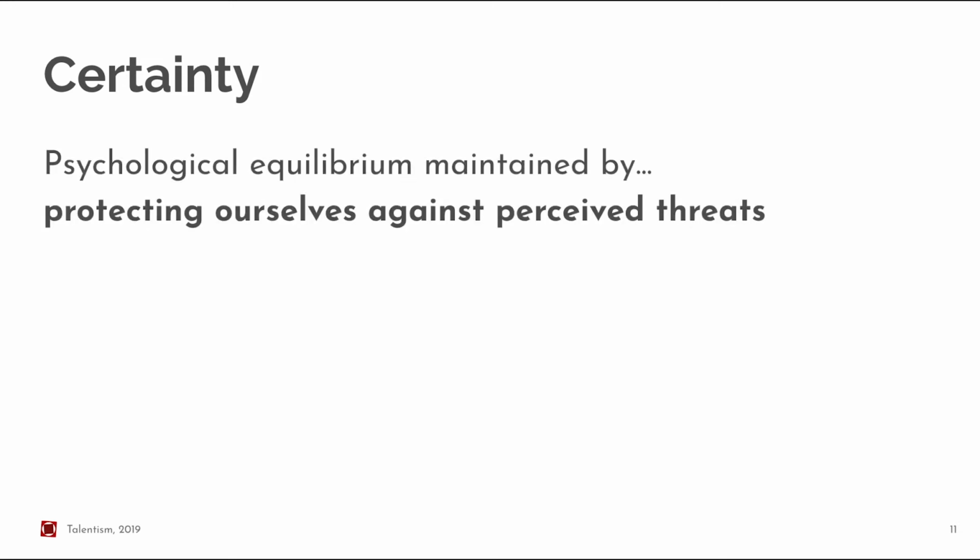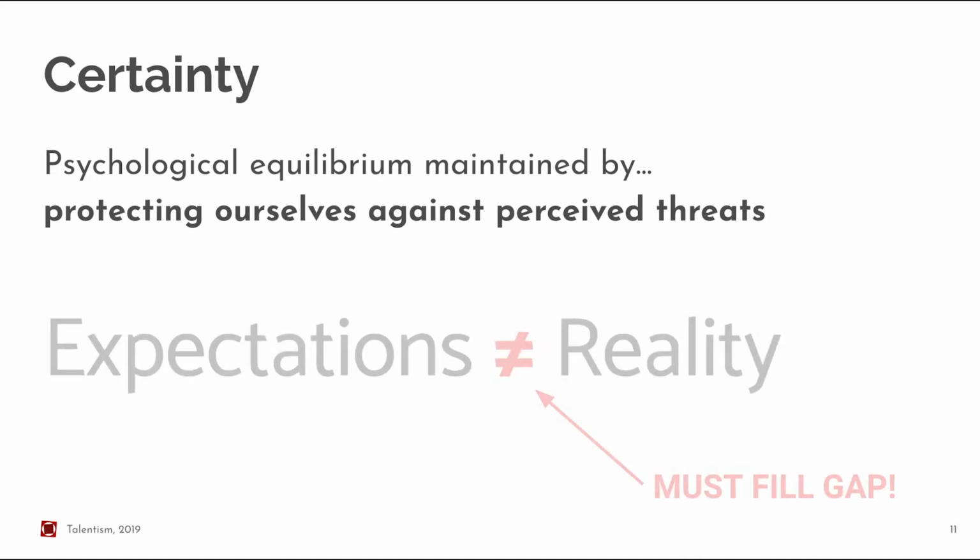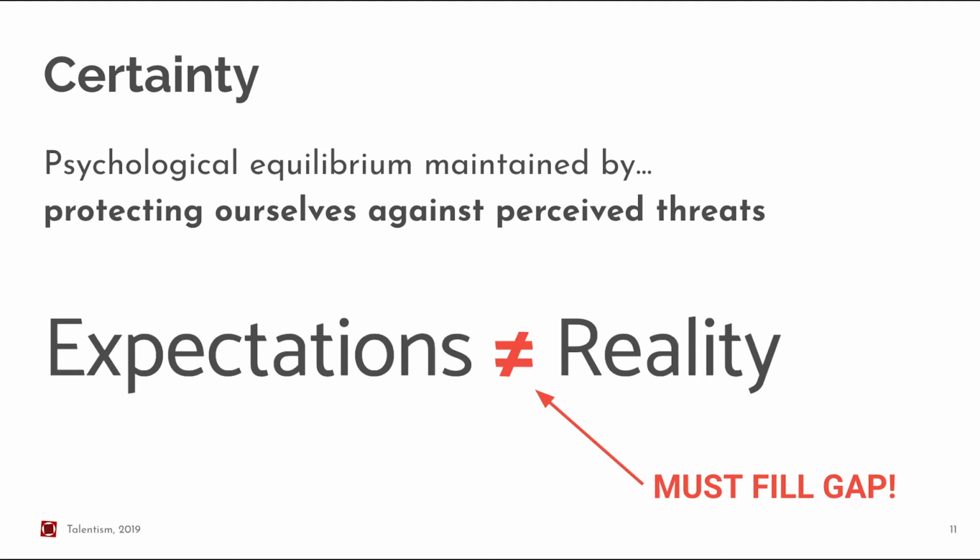Certainty, as we define it, is a psychological state where we're maintaining our equilibrium by protecting ourselves against perceived threats. The gap between expectation and reality is the perceived threat, and we maintain equilibrium by filling the gap with something that helps us make sense of the gap. Now, one of the things that has become apparent in the scientific literature over the last dozen decades is that us humans are not the rational beings that we had hoped we were.